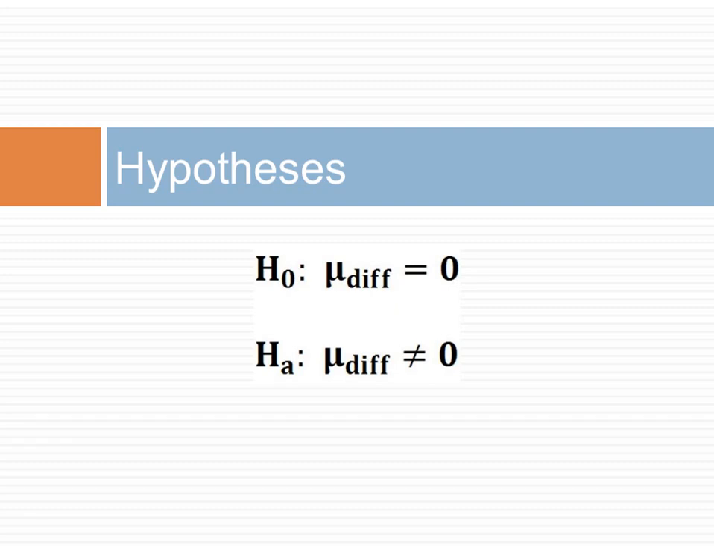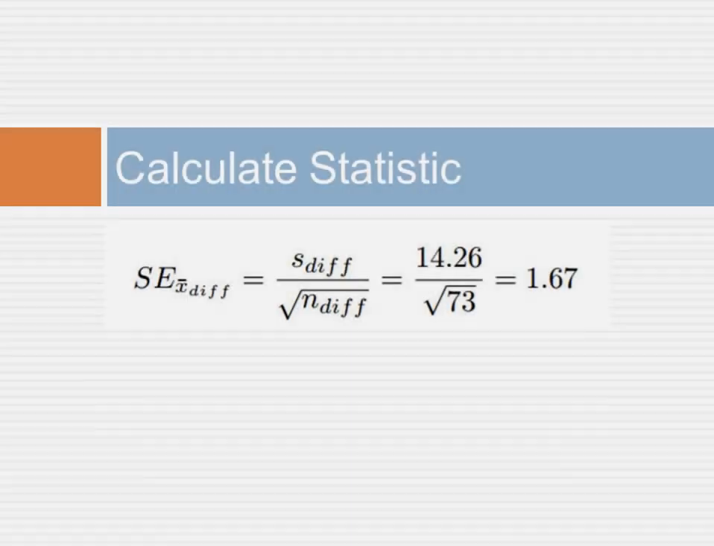Next, we state the hypothesis. The null hypothesis in this case is that there are no differences in the two types of hospitals. The alternative hypothesis is that there is a difference.